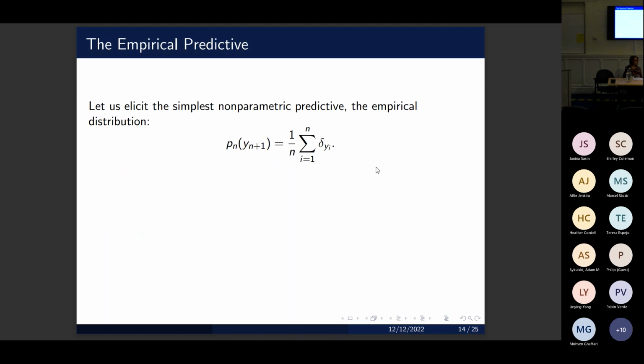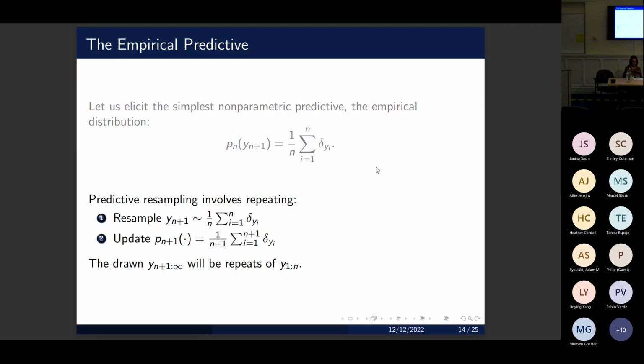So we're going to start off with eliciting essentially the simplest non-parametric predictive. This is going to be the empirical distribution. So essentially what we're saying here is that the probability of observing y_{n+1} is just going to be 1 over n, spread over the data points we've already seen. And so what predictive resampling involves repeating now is, first, we draw y_{n+1}. And because we're drawing from the empirical distribution, of course, it's going to be a repeat of y_{1:n}. What we're then going to do is update our empirical distribution, treating y_{1:n+1} as the observed population. So now we're going to have the empirical distribution over y_{1:n+1}. And of course, as I mentioned before, when you carry the scheme onwards, we're going to see that the drawn y_{n+1} to infinity will just be repeats of the observed data points.